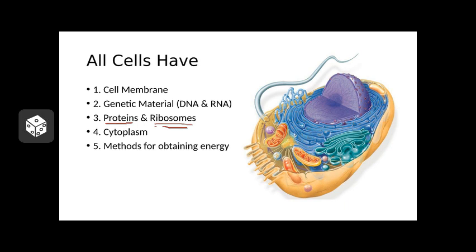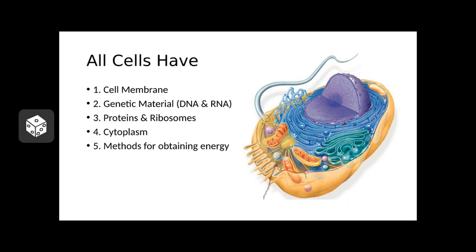Fourth, all cells have cytoplasm. It's a little difficult to point at, but this jelly-like stuff in here, this kind of watery substance in here, that's cytoplasm, and it fills the inside of a cell. All cells have it. Finally, all cells have to have methods for obtaining energy.